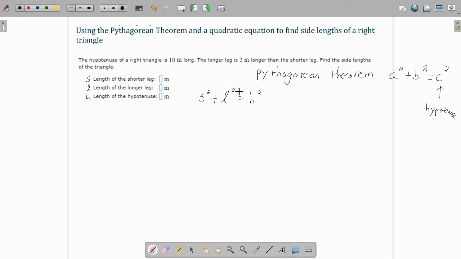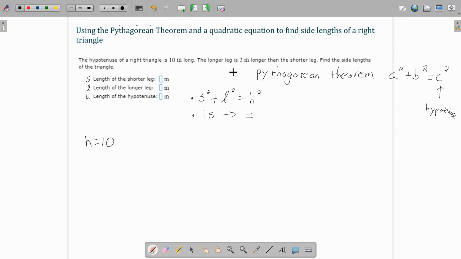All right. One thing that will help you out, one thing to focus on is that whenever you see "is," that's when you're thinking equals. "Is" is like equals. Okay, so the hypotenuse of a right triangle is 10 meters long. So we know H equals 10. So there's already one of our answers.